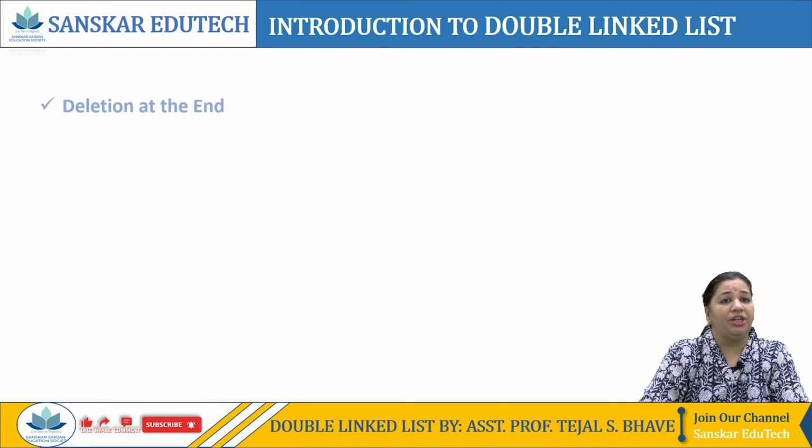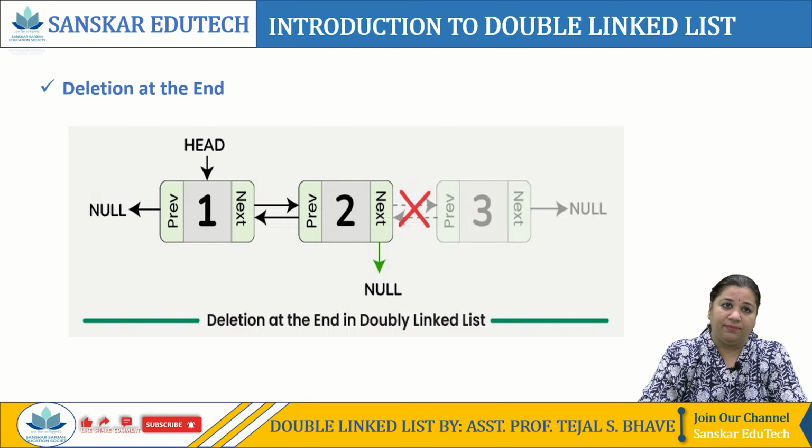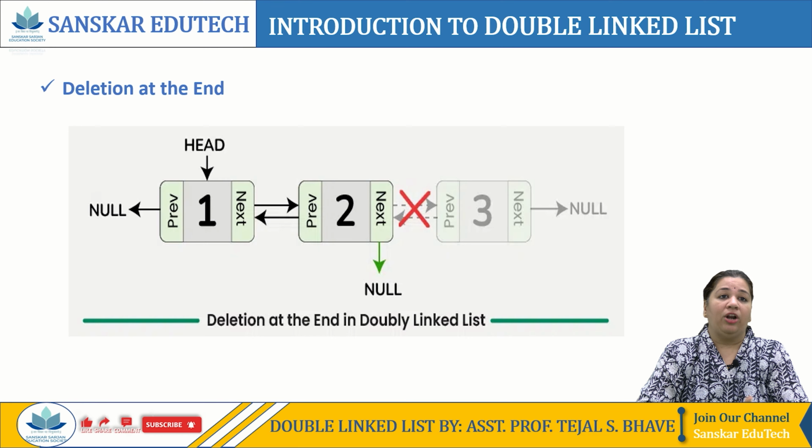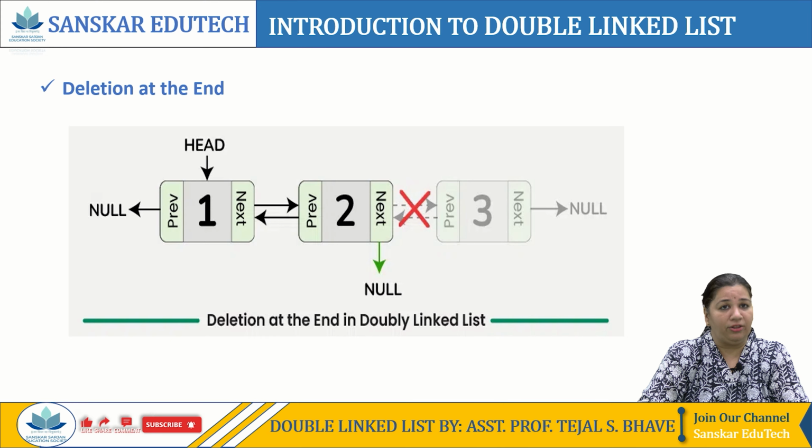Now, deletion at the end of the linked list. Check if the list is empty or not. If it is empty, then we are going to display the appropriate message. If head is null, that means your linked list is empty. Then there is nothing to delete. If the list has only one node, simply set the head to null when we delete the element.